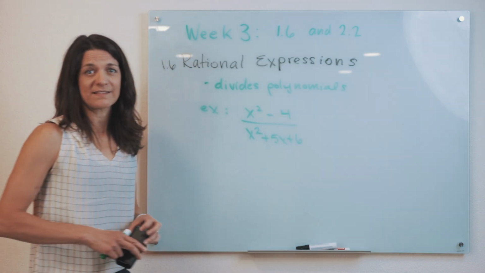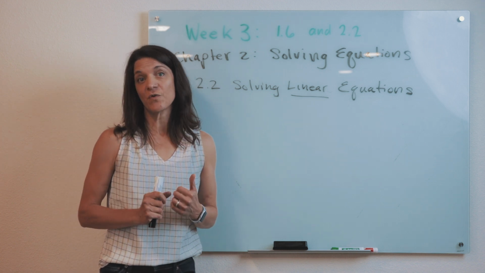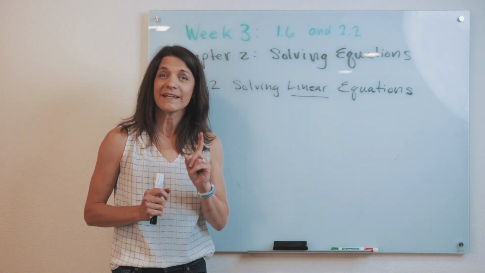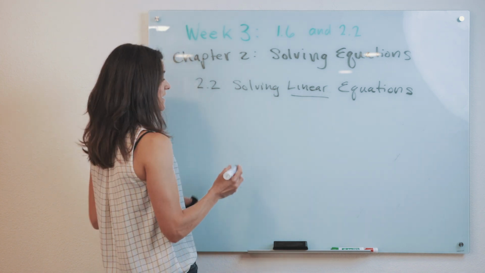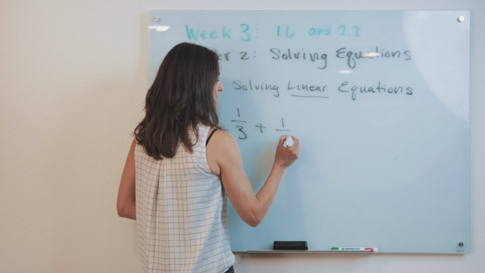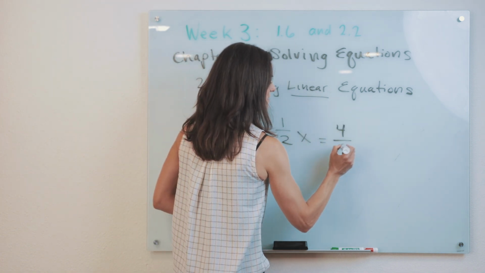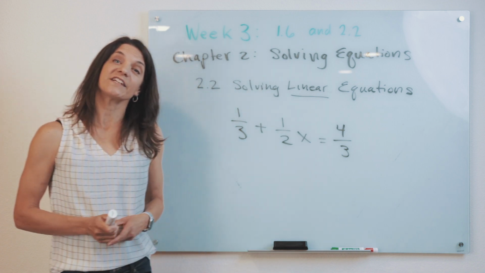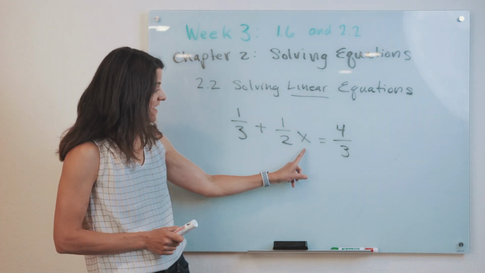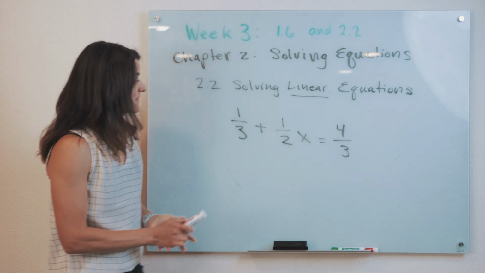Some of the basics about how linear equations in this section are going to show up in other ways that might not look like they're linear. For example, 1/3 plus 1/2 x equals 4/3. This is a linear equation. Remember, it's the x and the exponent on x. This is a linear equation.